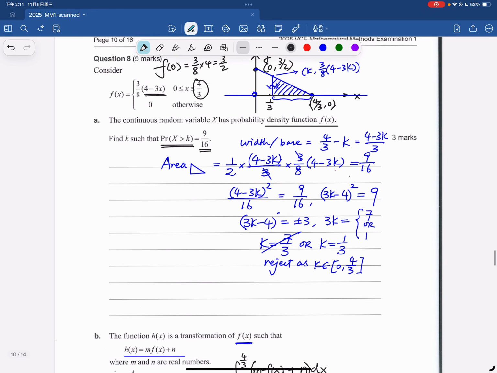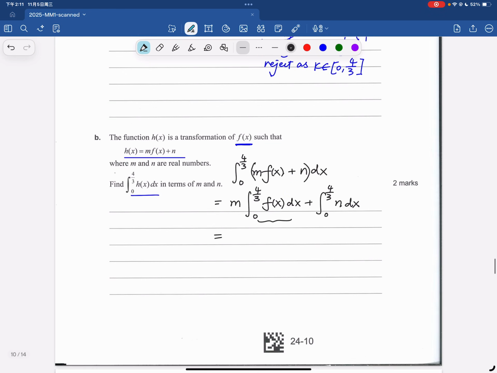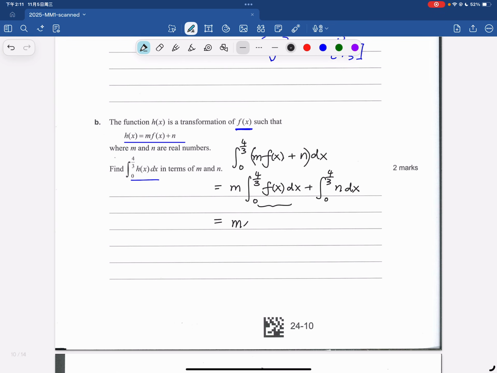Notice that if we integrate f of x from 0 to 4 over 3, the area must be 1 because it's a PDF. So we just have m times 1 plus n times x between 0 and 4 over 3. Integrating a constant, you get nx. Then you have m plus 4 over 3 n. Or you can write (3m plus 4n) divided by 3. Okay?